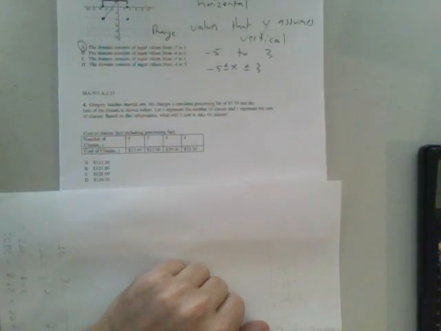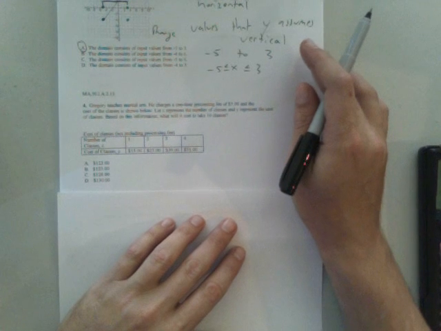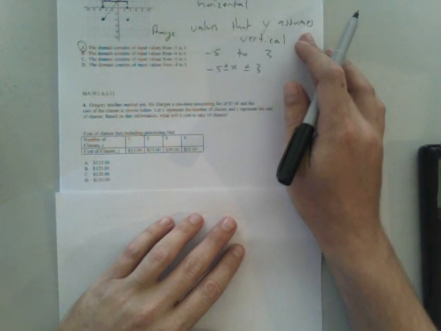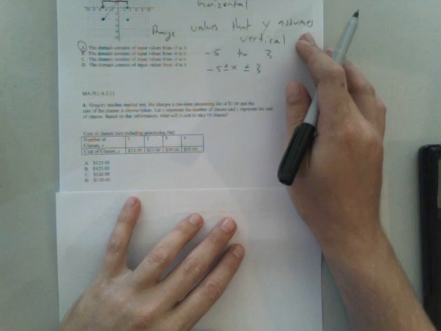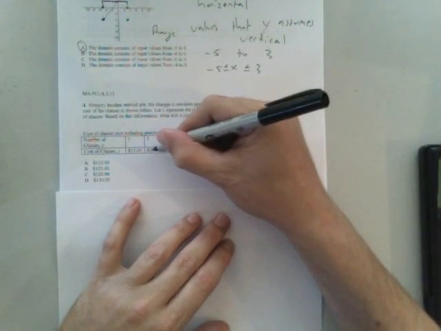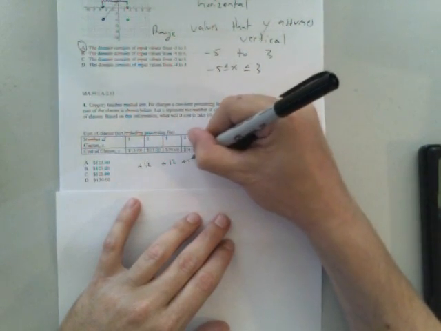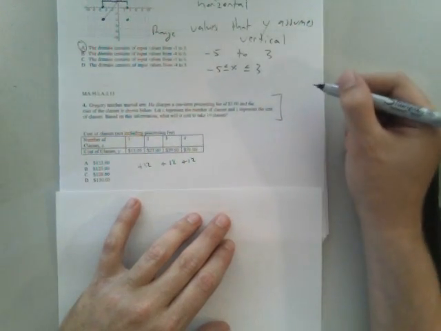Gregory teaches martial arts. He charges a one-time processing fee, and the cost of the classes is shown below. Let x represent the number of classes and y represent the cost of classes. Based on this information, what will it cost to take 10 classes? Okay. This is not exactly linear, because to take one class is 15, and then after that it's 12 more. So this is a little misleading.